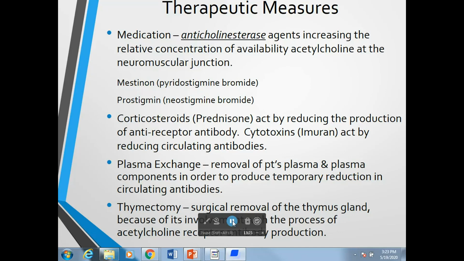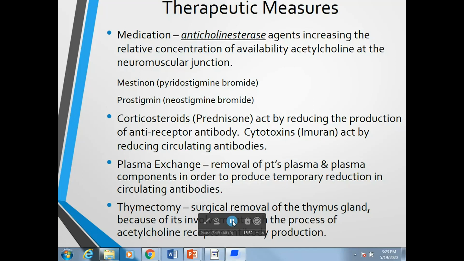Other medications that you may see the patient on are corticosteroids, such as prednisone. This helps to reduce the production of the anti-receptor antibodies. They could also do what's called a plasma exchange, where they remove the patient's plasma, kind of clean it out, and then replace it. This is believed to reduce the circulating antibodies. It has been shown to have some improvement, but it doesn't treat the underlying problem.